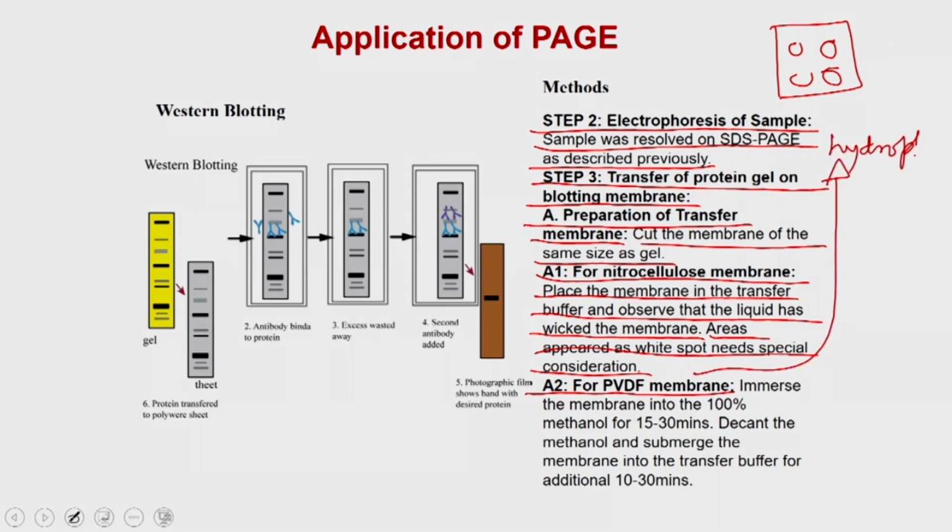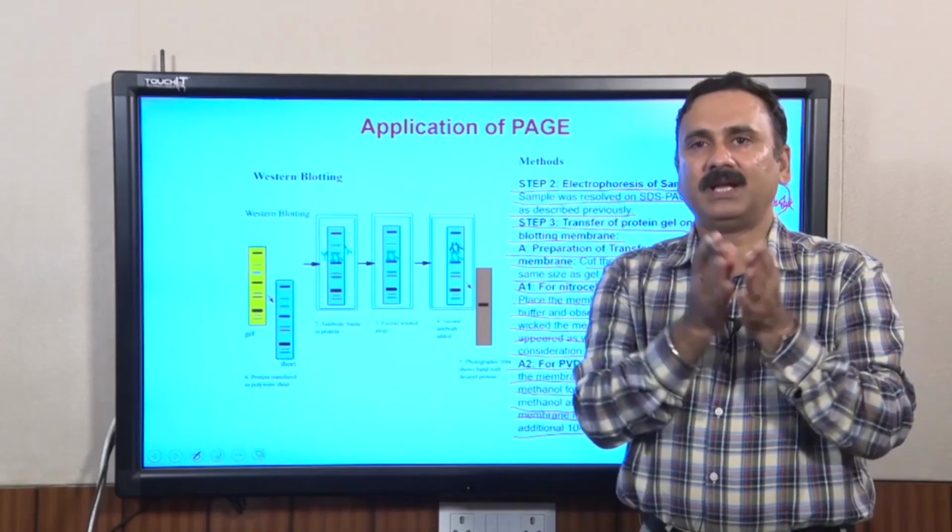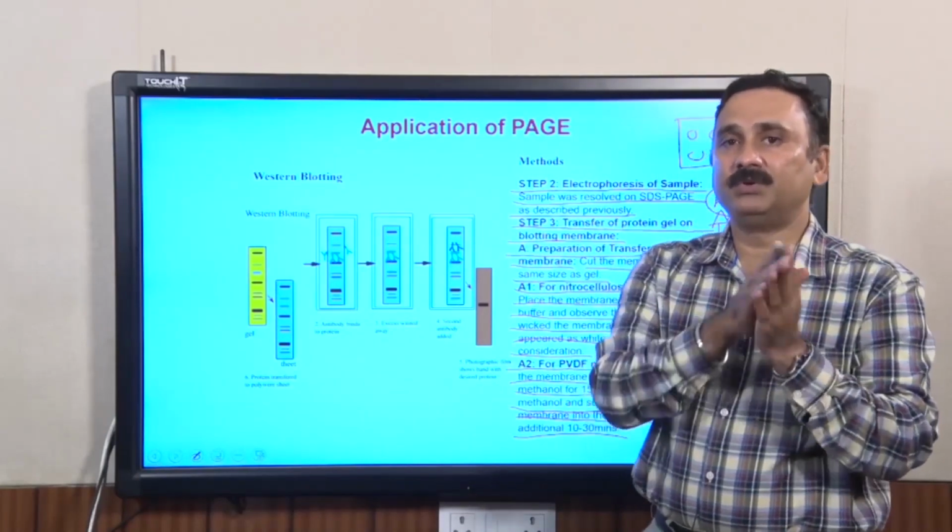Which means they do not like water. Hydrophobic membranes need to be converted into hydrophilic membranes, so that they will catch and bind your protein. How to do that? You immerse the membrane in 100% methanol for 15 to 30 minutes. Then you remove the methanol and submerge the membrane in transfer buffer for an additional half an hour. That makes the membrane wettable by the transfer buffer, and that will allow the transfer of the protein onto this membrane.